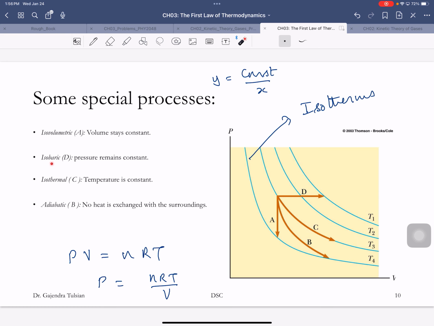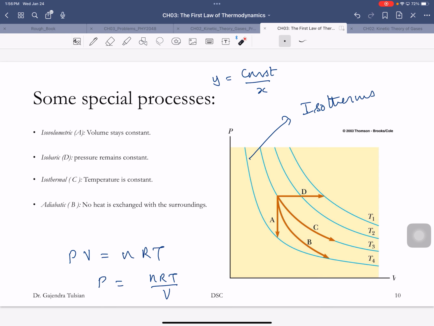Isobaric process, constant pressure process. Which one of these curves is an isobaric process? D. Okay. So the work done in this would be that area underneath that curve.